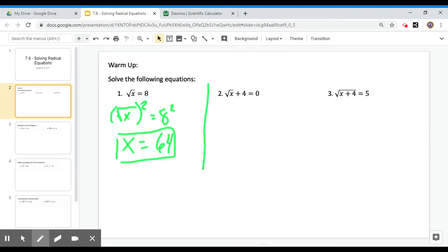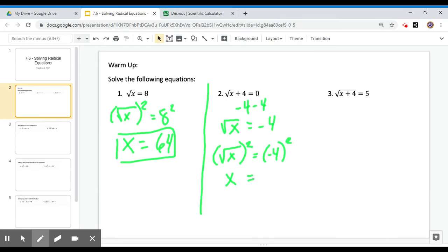Okay, and then number 2, we want to get the square root of x alone. So we'll subtract 4 from both sides, and then we have square root of x equals -4. And now we can square both sides. So square root of x squared equals -4 squared. And it doesn't matter that it's negative because we're squaring it, not taking the square root. So then we have x equals -4 times -4, which is 16.